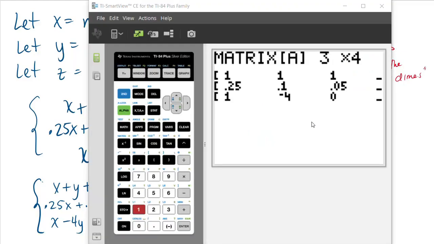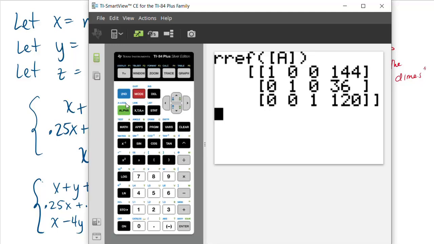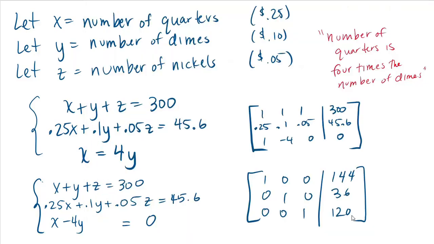Okay, so I've already typed in all of the information. You can't see my last column, but I promise you that I have those in there. I quit back to the main screen and run RREF, and we get the matrix 1, 0, 0, 144, 0, 1, 0, 36, and 0, 0, 1, 120. Remember, the question was to figure out how many quarters there are, and we called the number of quarters x, so it's going to be that entry in the first row. We know x equals 144. There were 144 quarters.